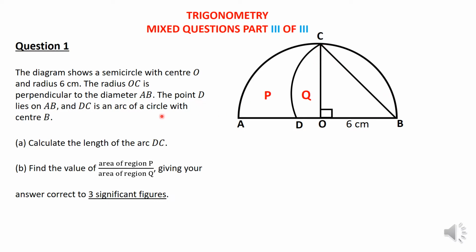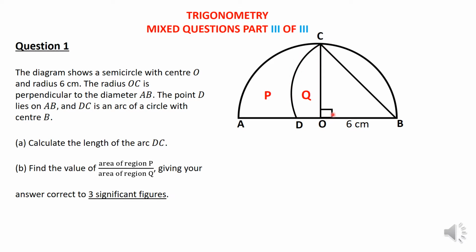And the point D lies on AB, and DC is an arc of a circle with center B. Very important, this one. Right, first part, you're supposed to calculate the length of the arc, and then for part B, you're supposed to find the area of region P divided by the area of region Q, and then you give your answer to 3 significant figures. Now, it's very important that you remember how to calculate the area of sectors and also how to find the part, like an arc length, okay?